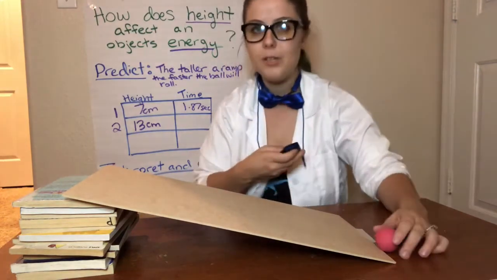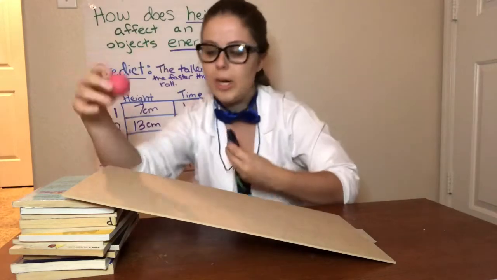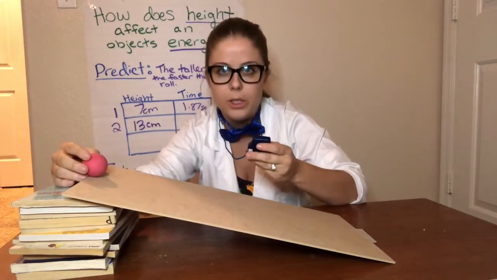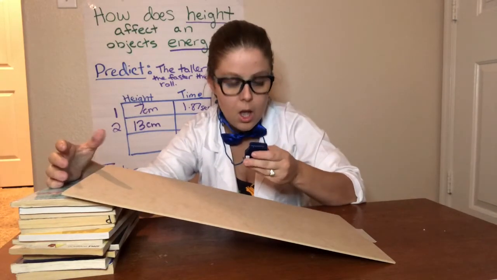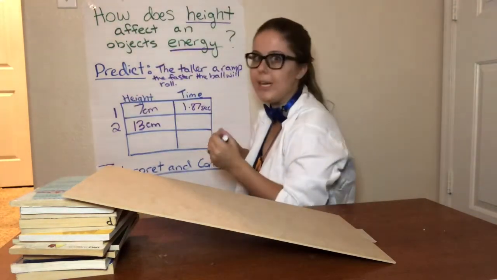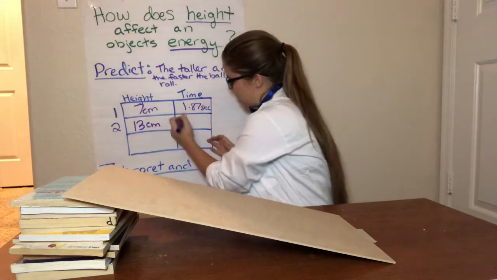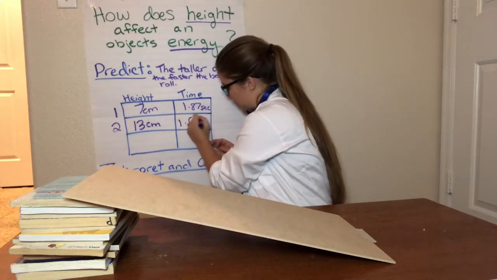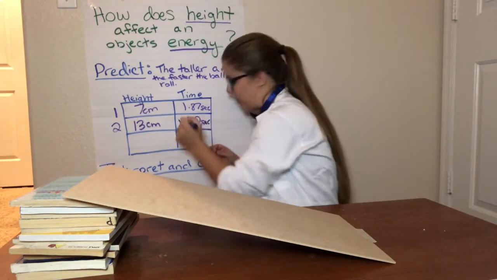Clearing that last measurement. Are we ready? Try number 2. 3, 2, 1, go. 1.62. Oh, lightning speed. I'm gonna write it down. 1.62 seconds. Oh my gosh, okay.